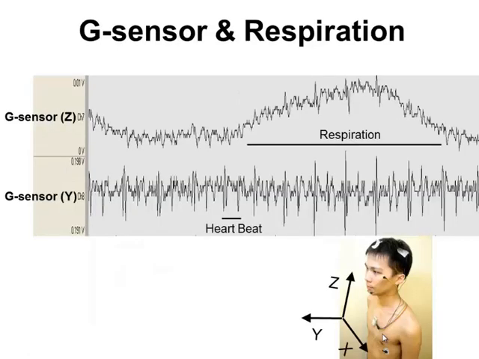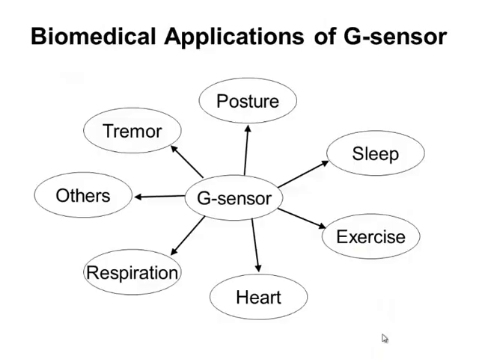Besides the heart, it can also detect the signal of respiration. The sensor is put on the chest. When we inspire, the chest wall will move upward, so there will be a signal in the Z direction. You can see the G sensor's Z direction has a signal during respiration. Also the Y signal can sense the vibration of the heartbeat. So using a single sensor, we can simultaneously detect the respiration and heartbeat signal.